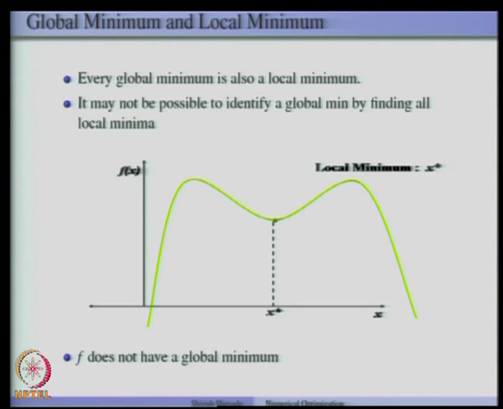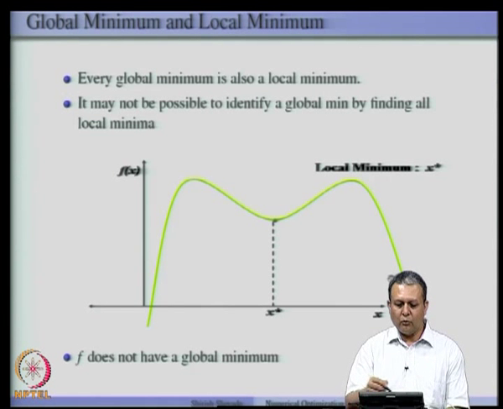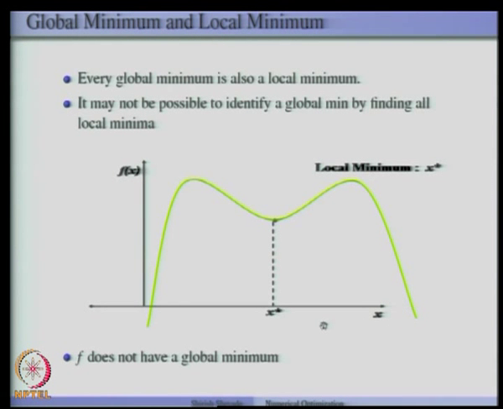For example, suppose I have a function which is shown here and it goes to minus infinity. So, the domain of the function is the set of real numbers, and you will see that this x star is a local minimum. In fact, it is a strict local minimum because the value of the function in the neighborhood of x star does not reach f of x star at any point other than x star. So, it always exceeds f of x star.